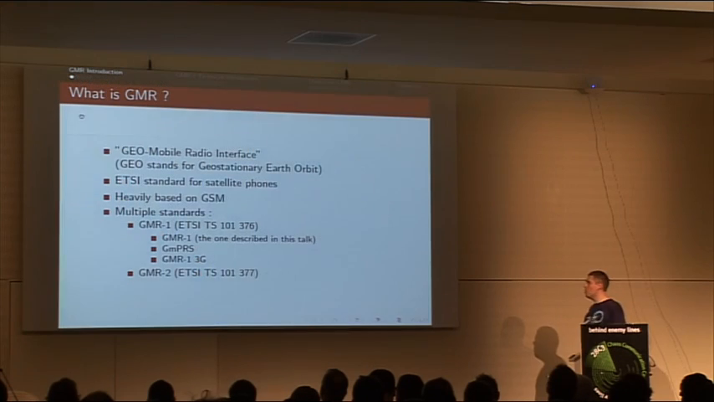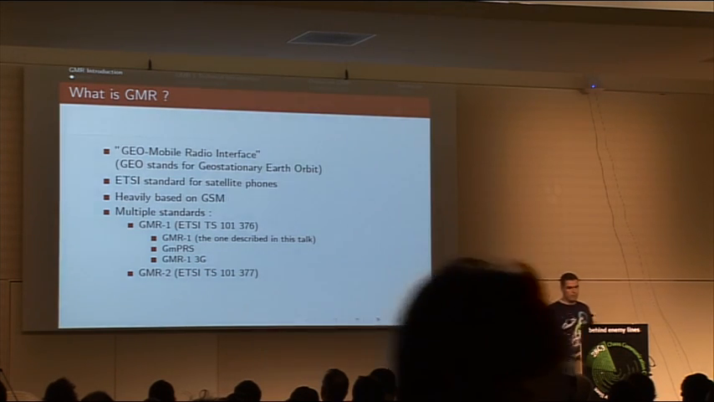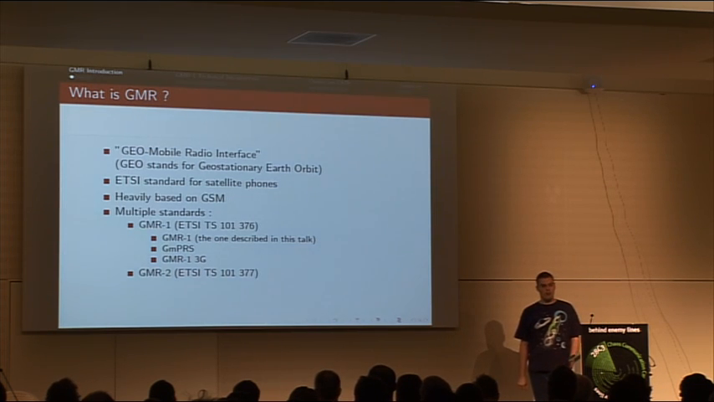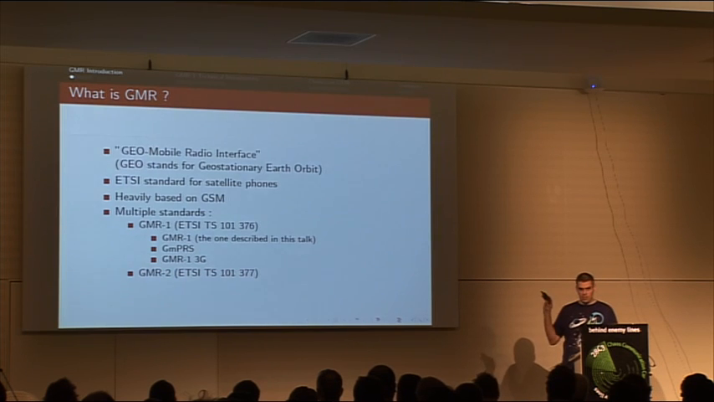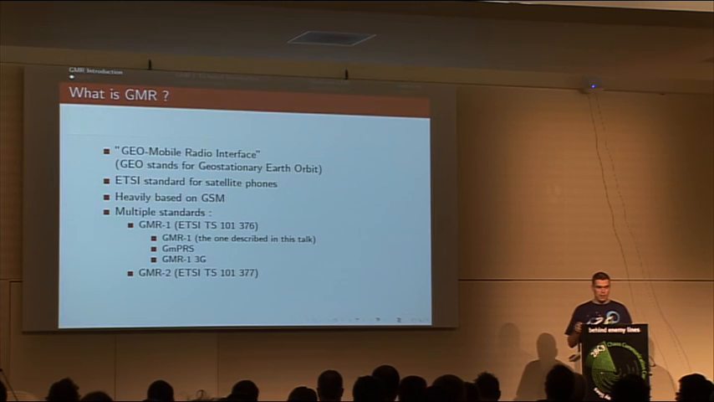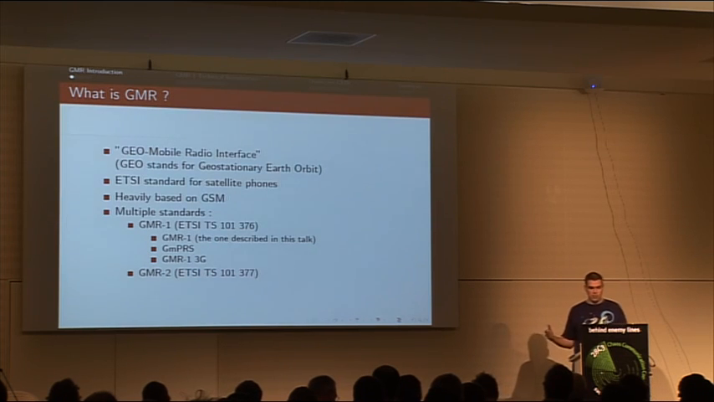Okay, so what is GMR? GMR stands for Geo-Mobile Radio, Geostationary Earth Orbit Radio Interface, and it's an ETSI standard for satellite phones, so essentially these phones. ETSI is the same body that standardized GSM, and they reused a lot of their specification for GMR. And if you read the GMR specification, you will find lots and lots of references to the GSM specification, sometimes referencing entire chapters.